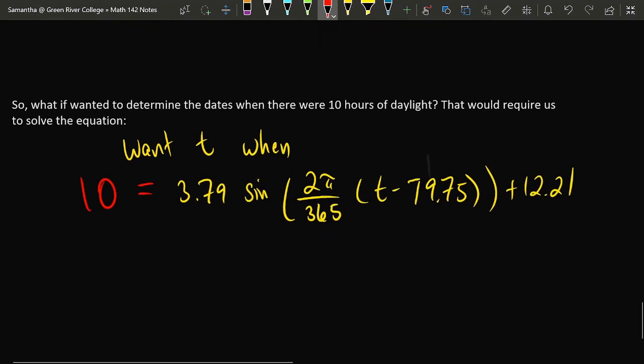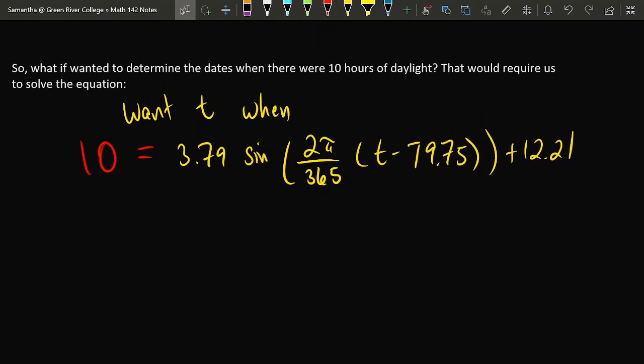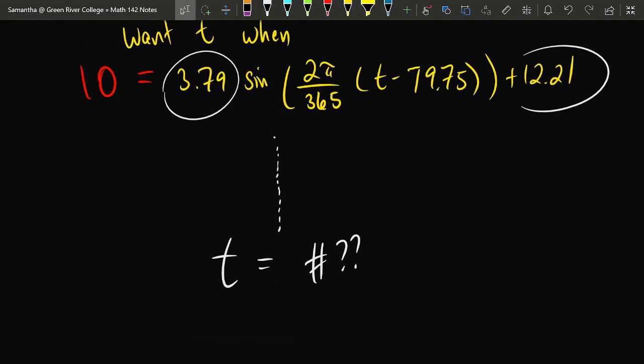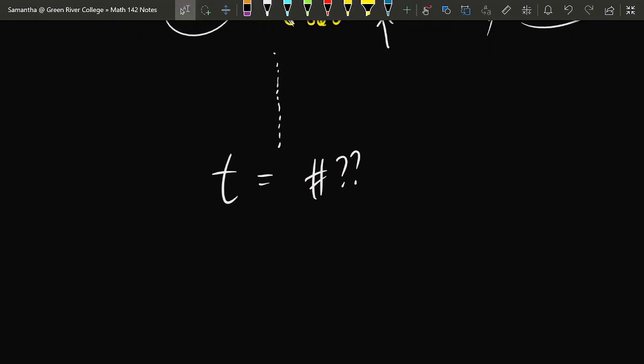The question is, how do we actually solve an equation like this one? How do we take this equation and algebraically manipulate it to eventually get something that looks like t equals a number? We can get rid of the 3.79 and the 12.21 easily enough, just by subtracting that 12.21 and dividing out that 3.79. But the big issue is that currently the t is trapped inside the sine function. So how do we get t outside of the sine function? And that is what we will be studying tomorrow.